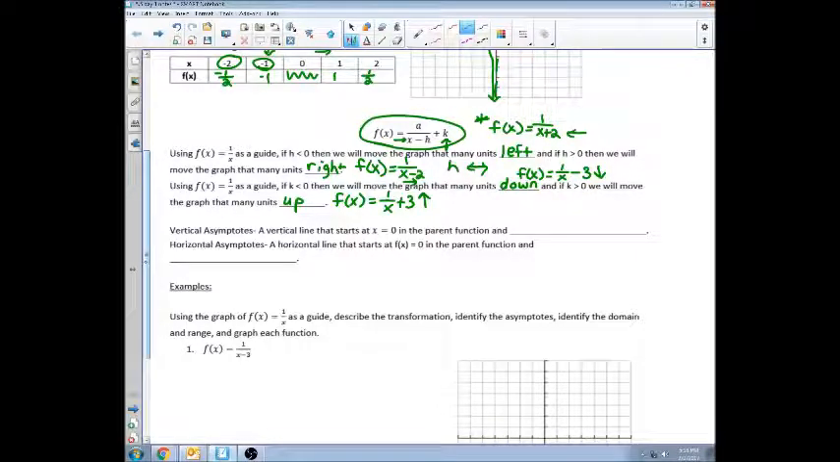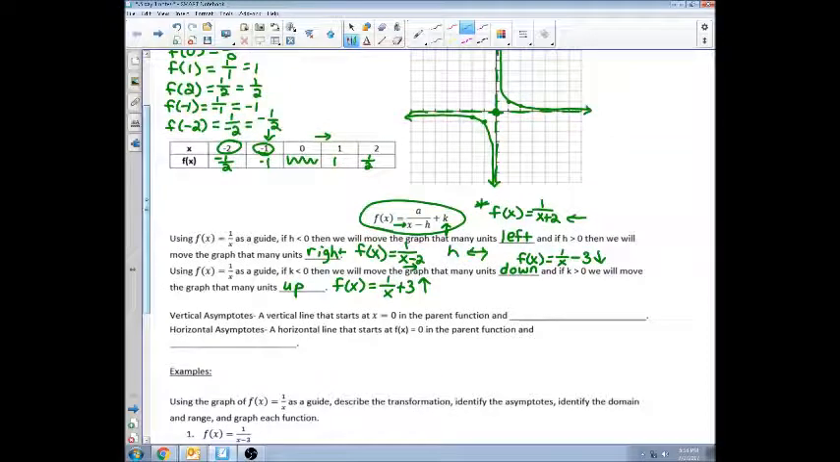Okay? A vertical asymptote is a vertical line that starts at x equals 0. So x equals 0 in the parent function is, I'm going to use blue, is this vertical line. It's that vertical line. And it is going to move as the h moves. So the only direction that the vertical asymptote can move is right and left.